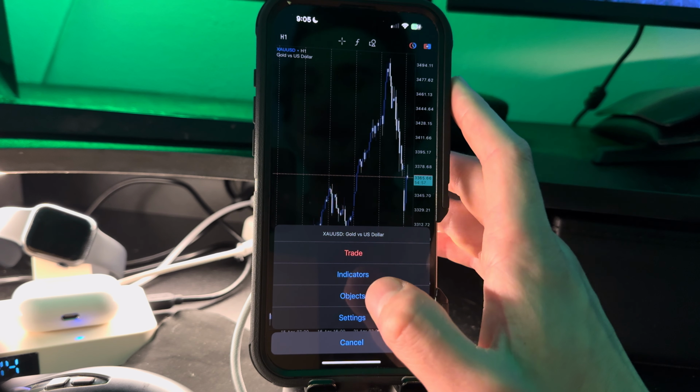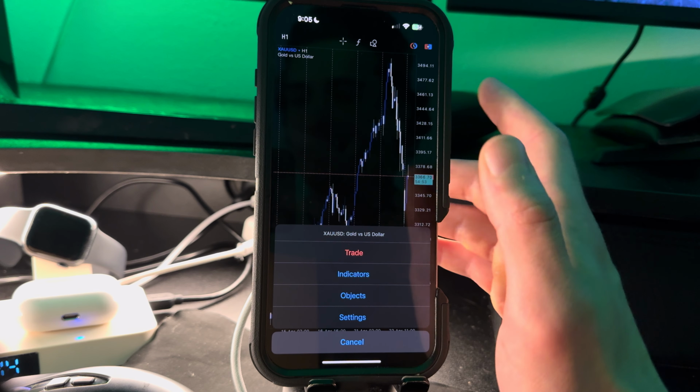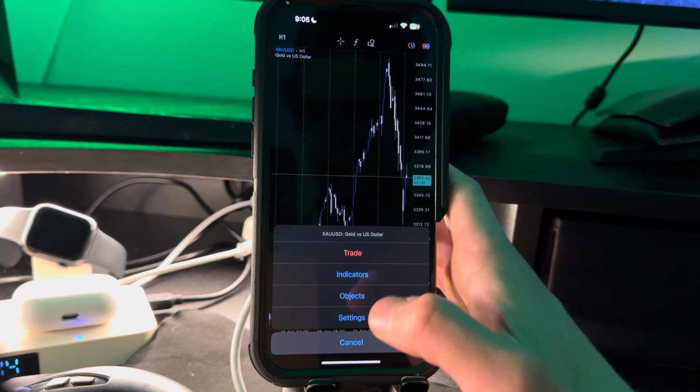We're not going to do that right now. Objects. You could add lines if you want to, make it simpler. Add support and resistance lines if you wanted to. Objects. Not going to do that right now.